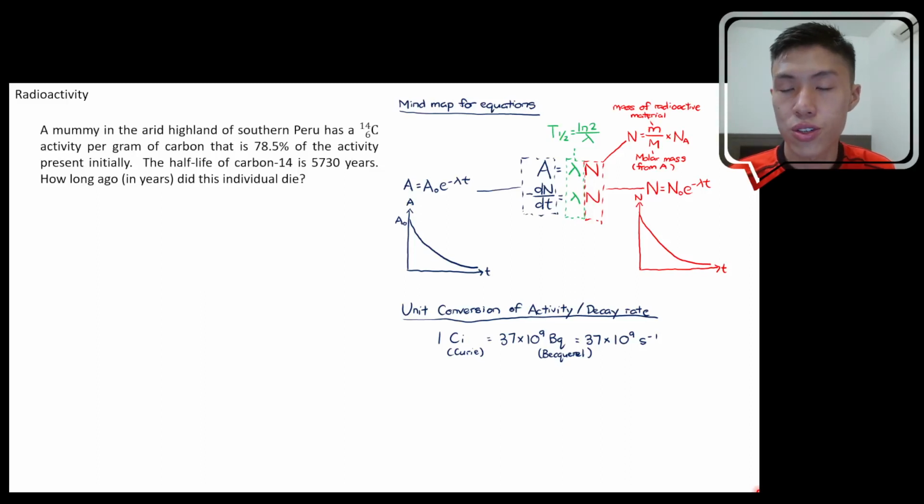Let's try to solve this question over here. A mummy in the arid island of southern Peru has a carbon-14 activity per gram of carbon that is 78.5% of the activity present initially.